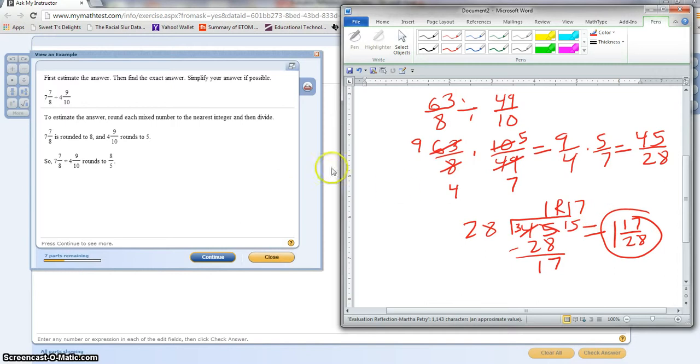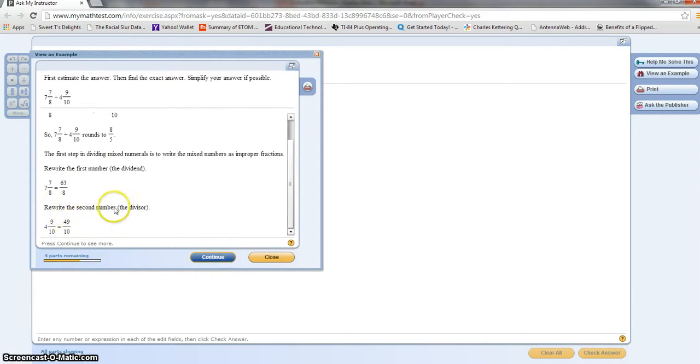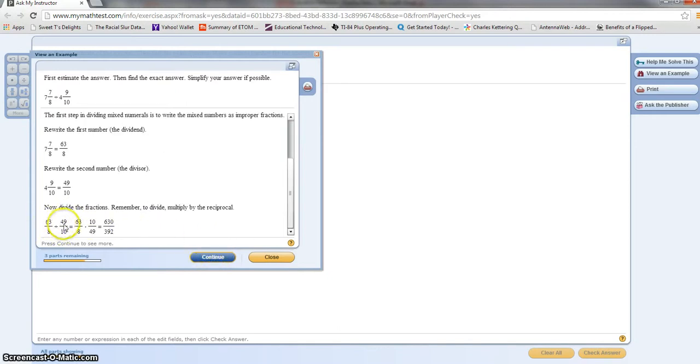Now, we could check this by continuing with this view the example. When I click here on the continue, this is going to disappear, but you can rewind this, or you could wait till I bring it back up. So I click here to continue. It says the first step in dividing mixed numbers is to write the mixed number as improper fractions. It says rewrite the first number, which we did, 7 and 7/8 is 63 over 8. And then we'll rewrite the second number, 4 and 9/10 is the same as 49 over 10, which we did. And then we would divide them.